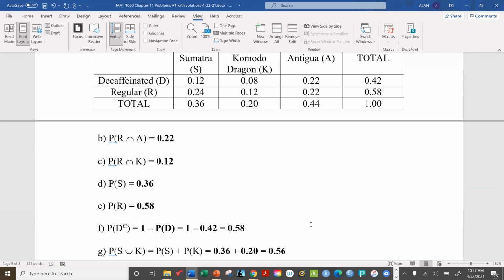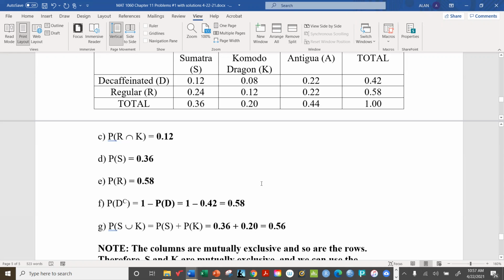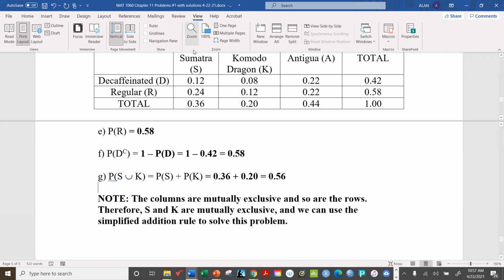All right, now we've got some more interesting ones coming up down here. Now, I do want to mention here in the notes, in case I didn't mention it, with these tables, the columns are mutually exclusive of each other. There cannot be any overlapping between the columns. And the same thing is true of the rows. There cannot be a flavor that's both decaf and regular, for example, or a flavor that's both Sumatra and Komodo dragon. So these are all mutually exclusive events, not independent. That's important because now when it comes time to apply the addition rule, which we do here, we can use the simplified addition rule.